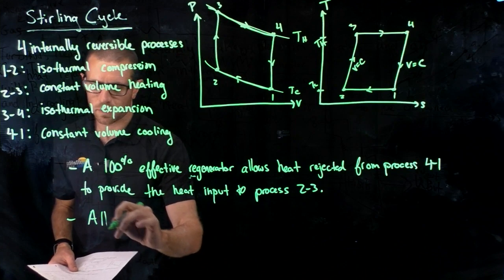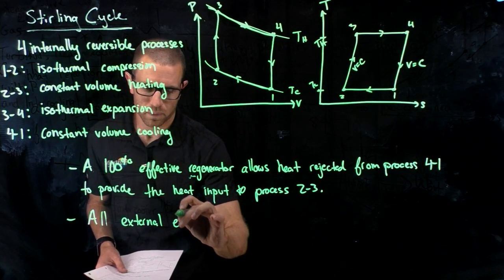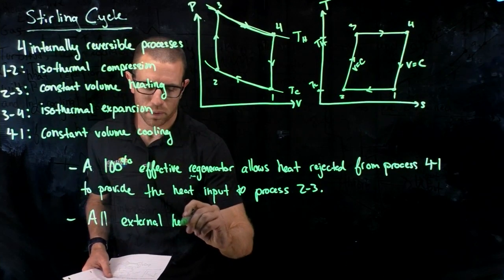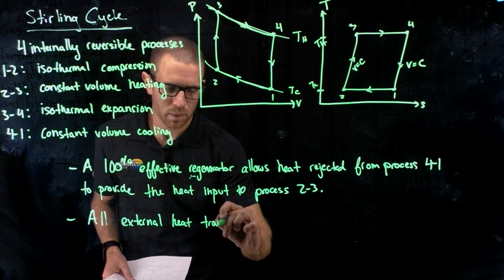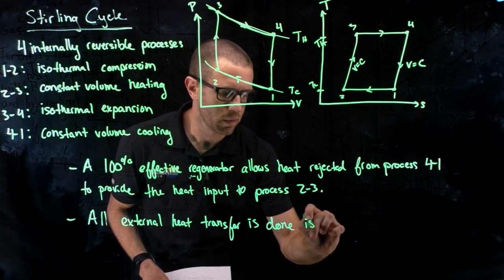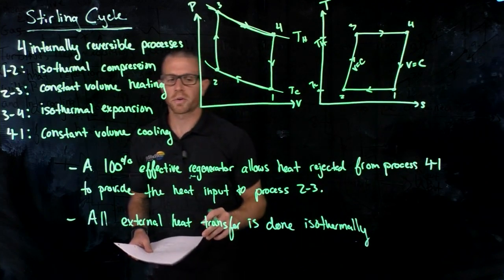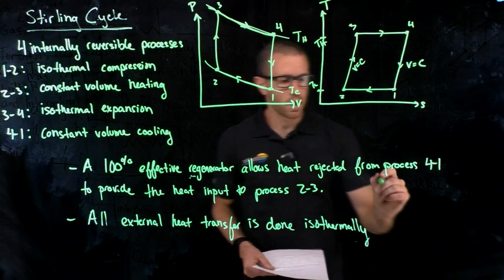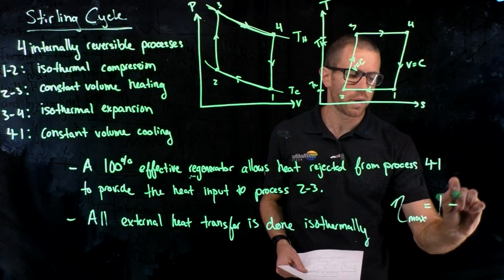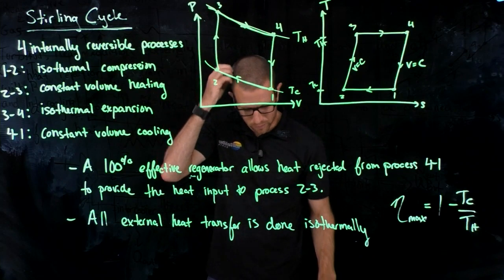And of course, all external heat transfer is done isothermally. So again, the efficiency of a Stirling cycle equals eta max, 1 minus Tc over Th, the same as a Carnot cycle.